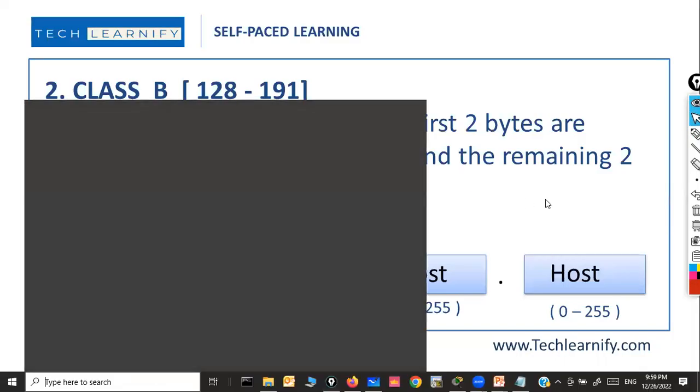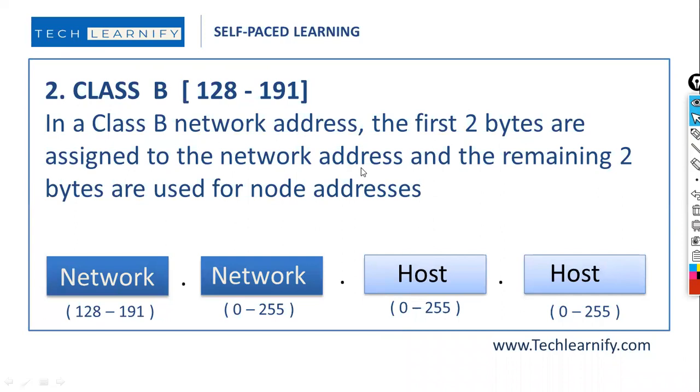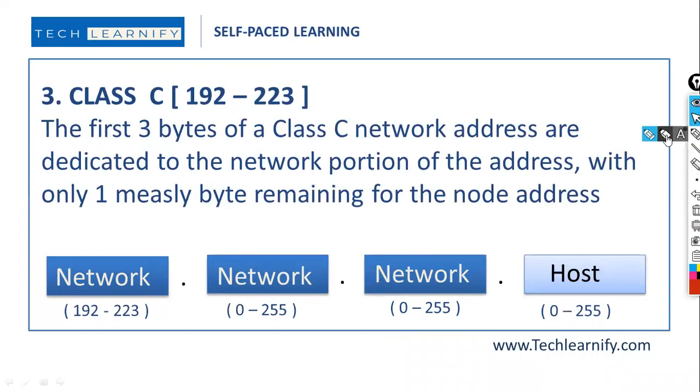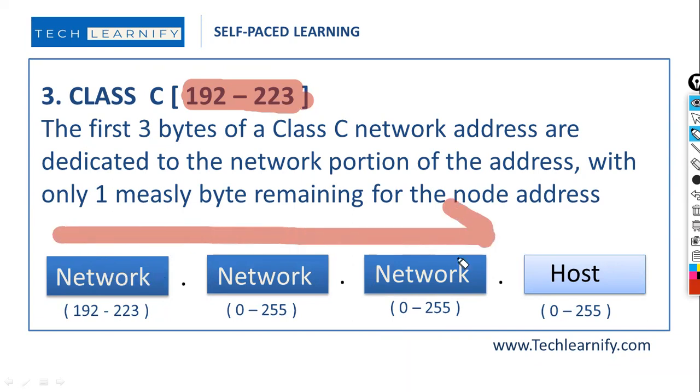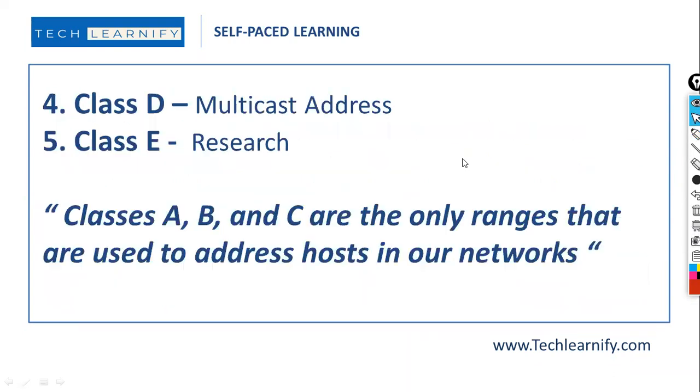All right, so let me go back to this presentation file. I have already shared this presentation file with you all, so you can refer to that. Class C: 192 to 223, any value in this range. The initial 3 octets are the network portion, the last is the host portion, 0 to 255. That is a class C network.